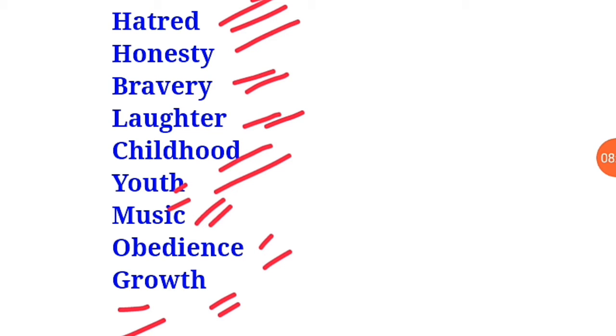These are all abstract terms which we cannot see but we can feel. We can feel the youth, we can feel the growth. We cannot see it particularly and therefore it is called an abstract noun. See how simple it is. Now we will move forward to collective nouns.